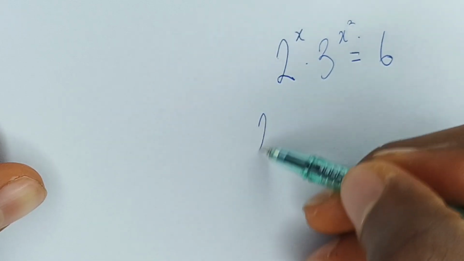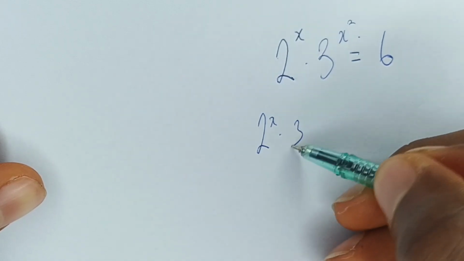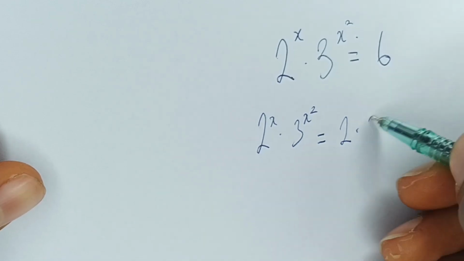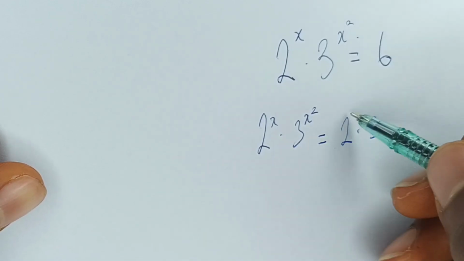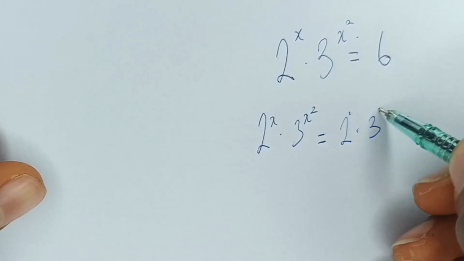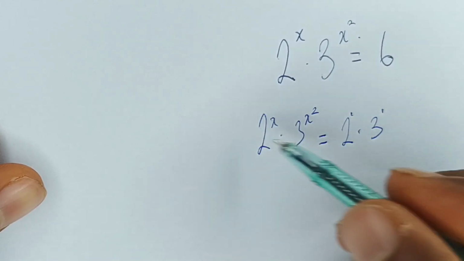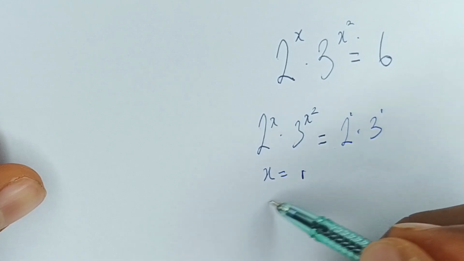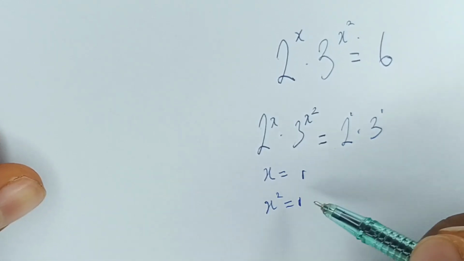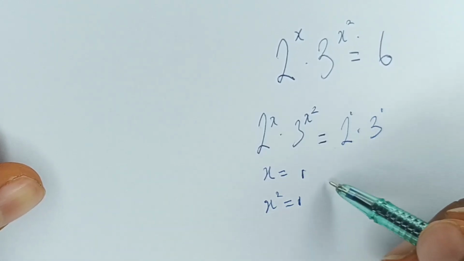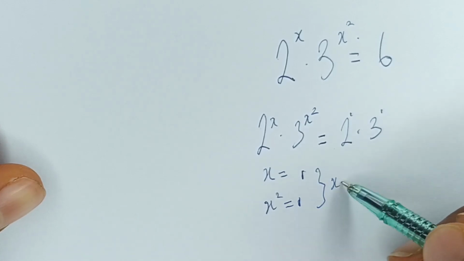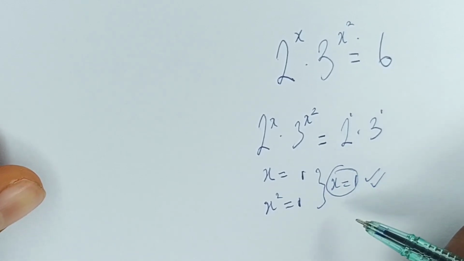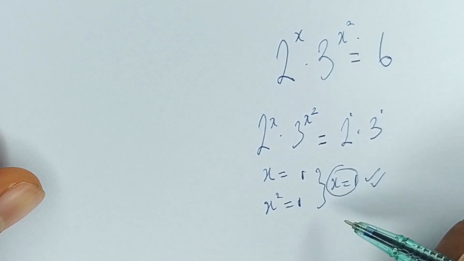They would say 2 raised to the power x times 3 raised to the power x squared is equal to 2 multiplied by 3. Now, 2 raised to the power 1 multiplied by 3 raised to the power 1 is the same as 2 multiplied by 3. So they compare and now say that x is equal to 1 or x squared is equal to 1. Inadvertently they will conclude that x is equal to 1. This is the correct answer, but this is just one of the answers of this equation.